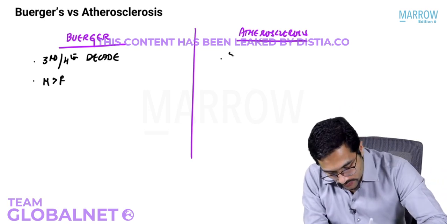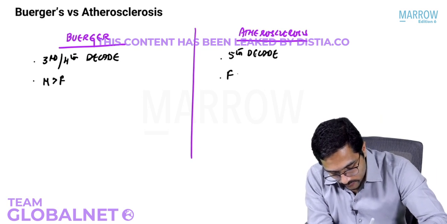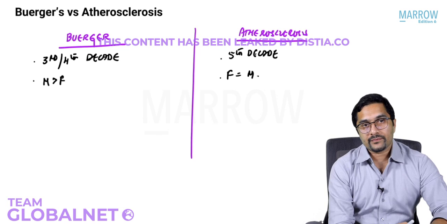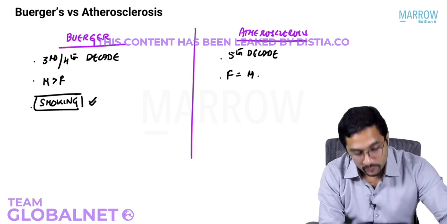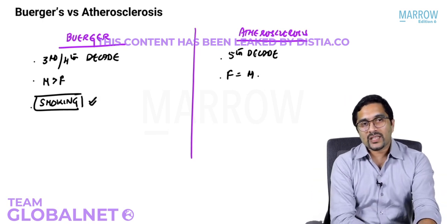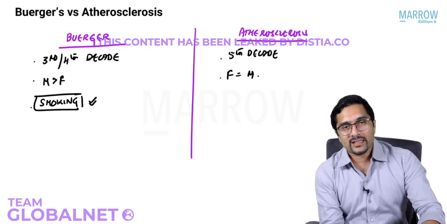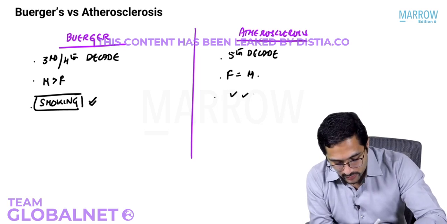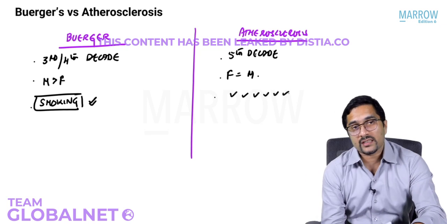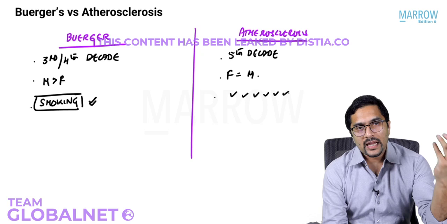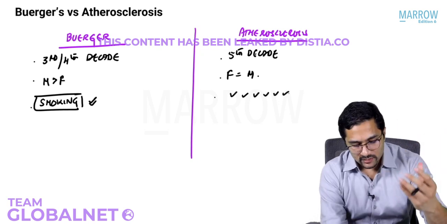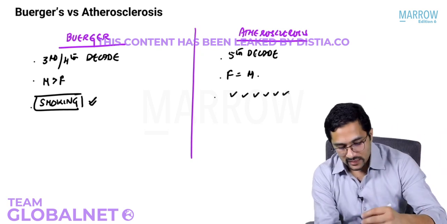Whereas atherosclerosis usually starts in the fifth decade of life and beyond, and equal male to female incidence is seen here. Now, in Buerger's disease, smoking is the main risk factor. For atherosclerosis, both in pathology and in medicine, you've read about the multiple risk factors. So I'm not going to enumerate all of them. You can have smoking, alcohol, type A personality, and multiple other risk factors have been covered in medicine and pathology.